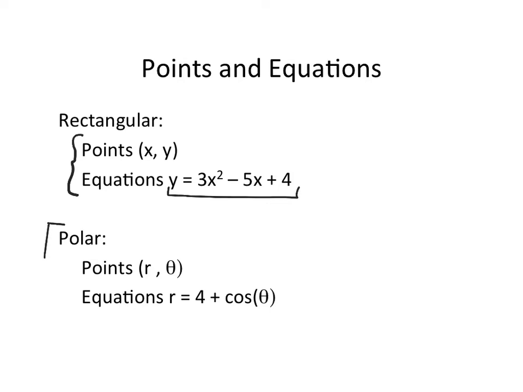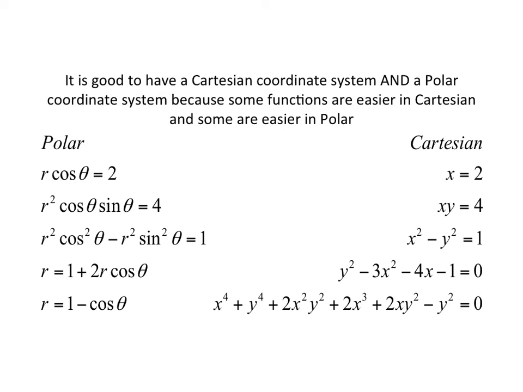For polar, points are defined in r's and thetas, so the equation is r is the output and theta is the input. So polar equations are dependent on theta, and theta is the independent variable. There's a reason why we have both systems, and that's because some functions are easier to graph in Cartesian and others are easier to graph in polar.